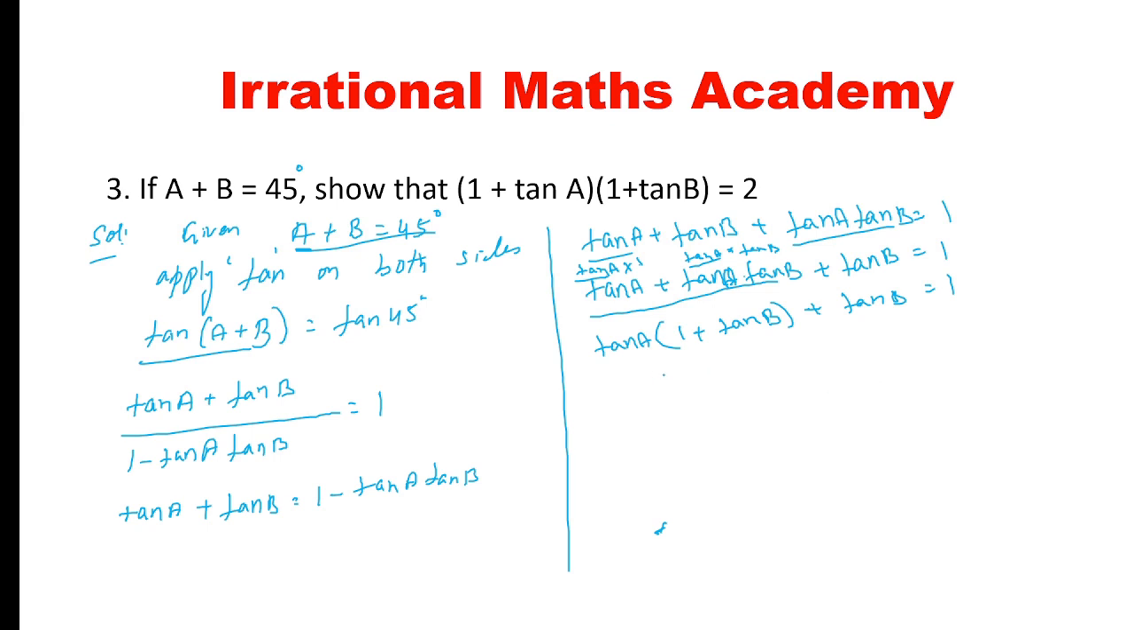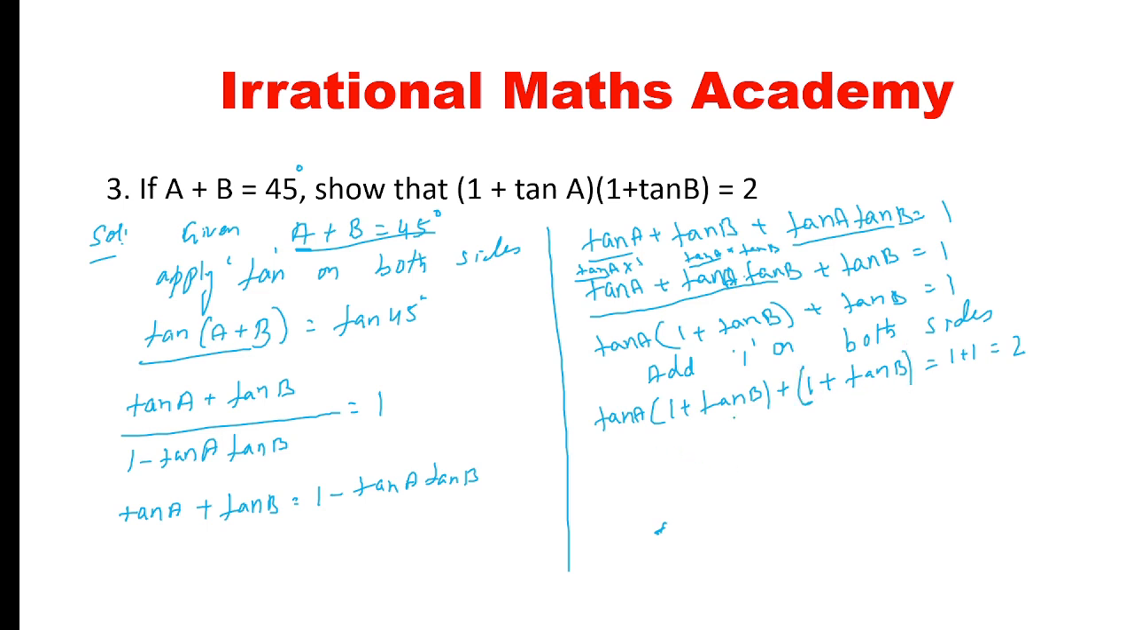Next thing, what I'll do is add 1 on both sides. When I add 1 on both sides, this becomes tan A into (1 plus tan B) plus 1. You can put it anywhere, no problem. Here I am putting it here so that it becomes easy for me to identify. This side also I'll add 1. 1 plus 1, it becomes what? 2.